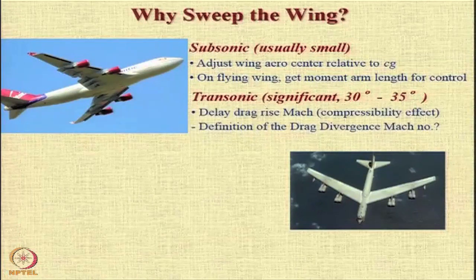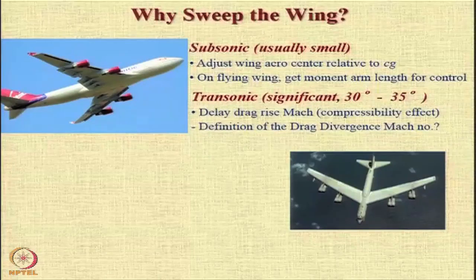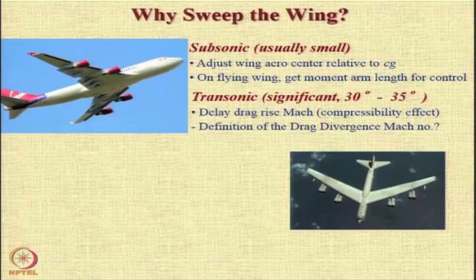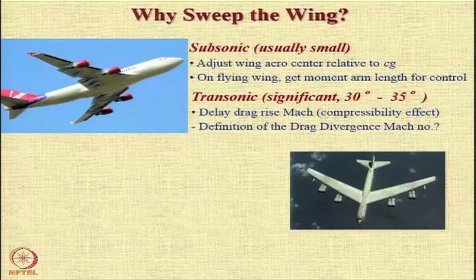And the main reason for this is to delay the drag rise Mach number and to try to minimize or delay the compressibility effects. And for this, one has to understand that there is something called a drag divergence Mach number, which is slightly beyond the critical Mach number. And the critical Mach number is the free stream Mach number at which the sonic conditions are first observed anywhere on the aircraft.